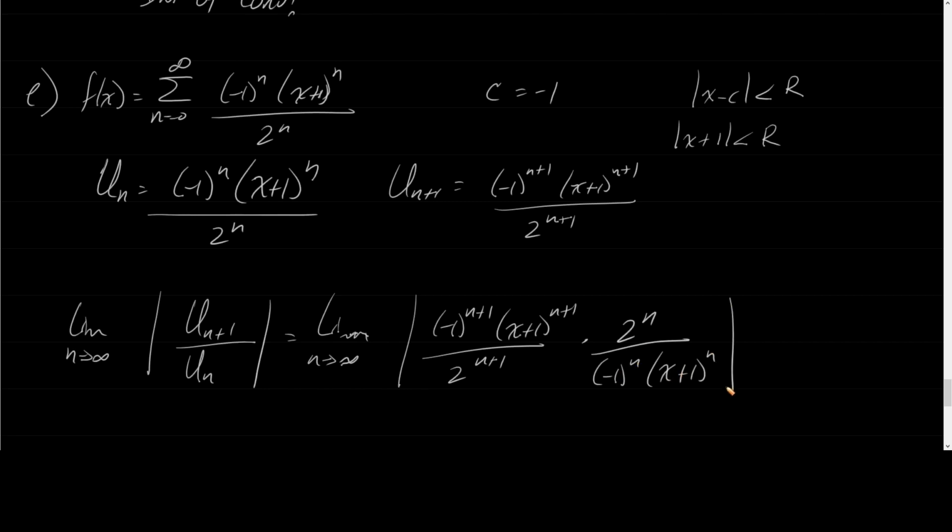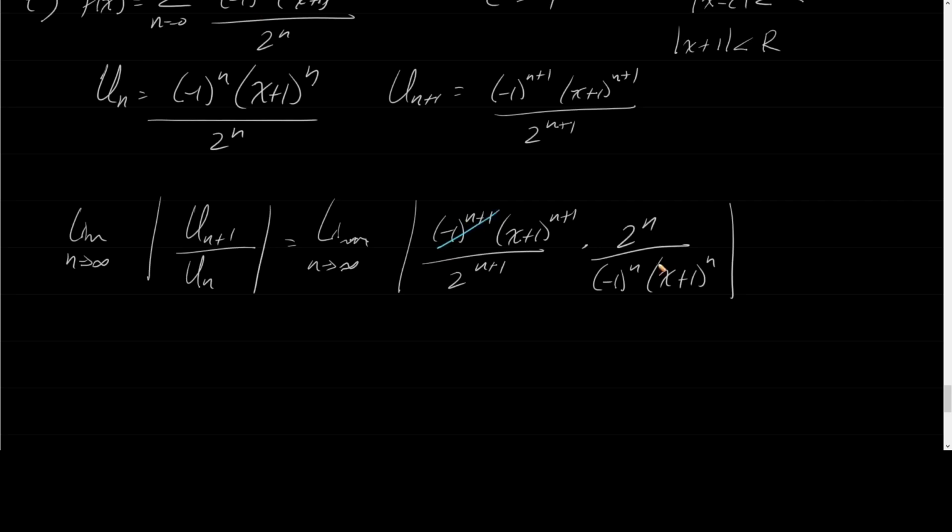And at this point, let's rewrite some of these. We're taking the absolute value, right? So because we have absolute value, these negative 1 to the powers don't mean anything. Next thing, this x plus 1 to the n plus 1, I could write this as x plus 1 to the n times x plus 1.